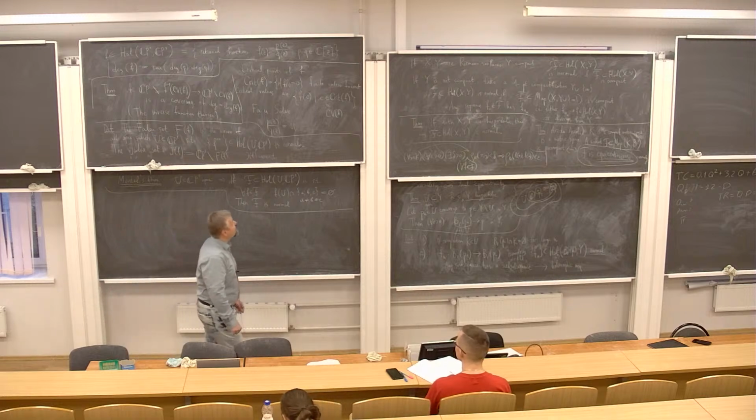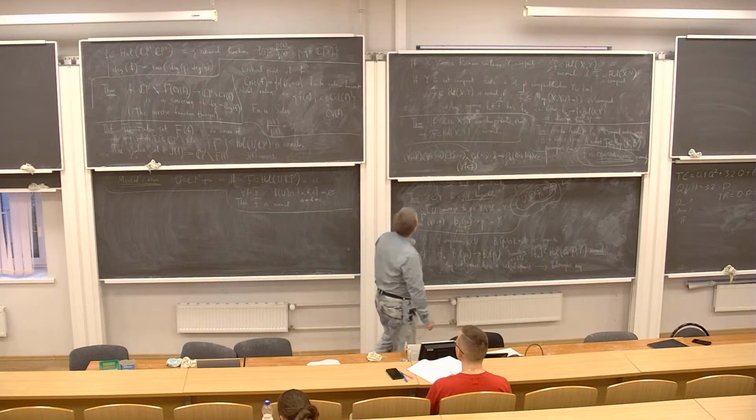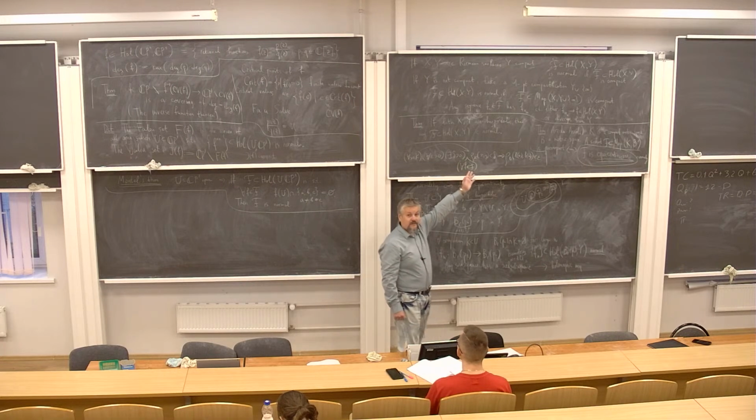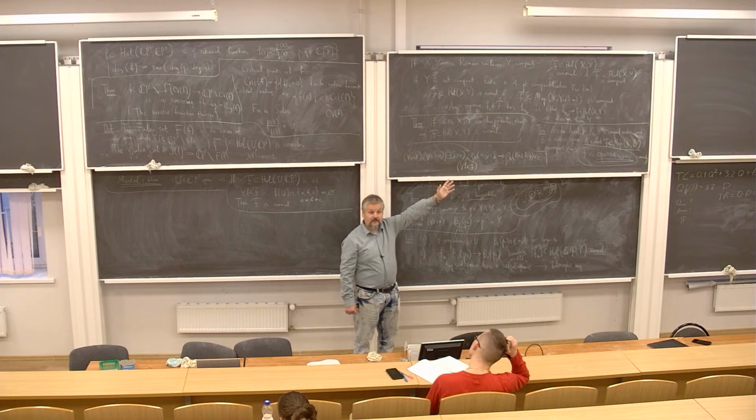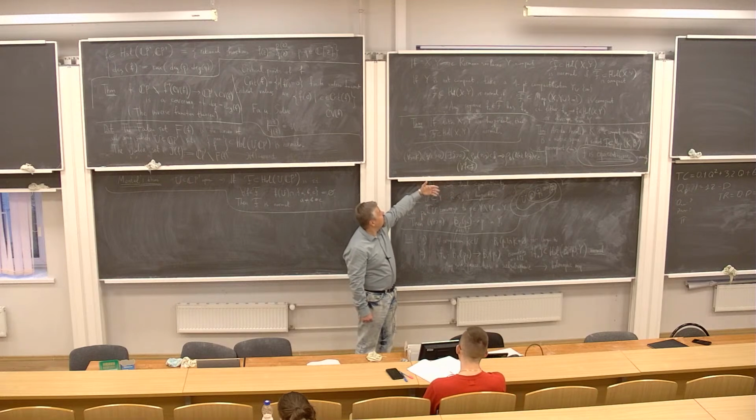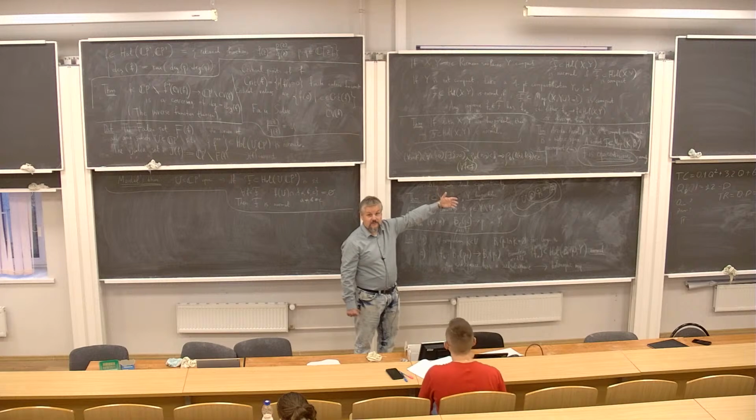Well, by definition of normality, it has to do with the compact open topology. So what does it mean to have a convergent subsequence? That means that on every compact subset, you can choose a subsequence that converges uniformly on this compact subset.